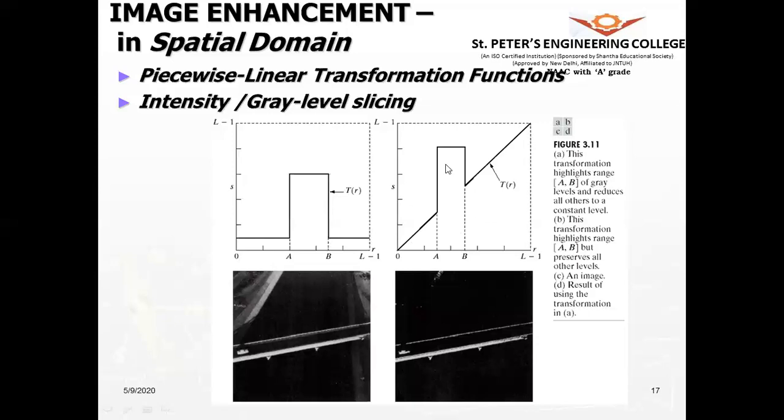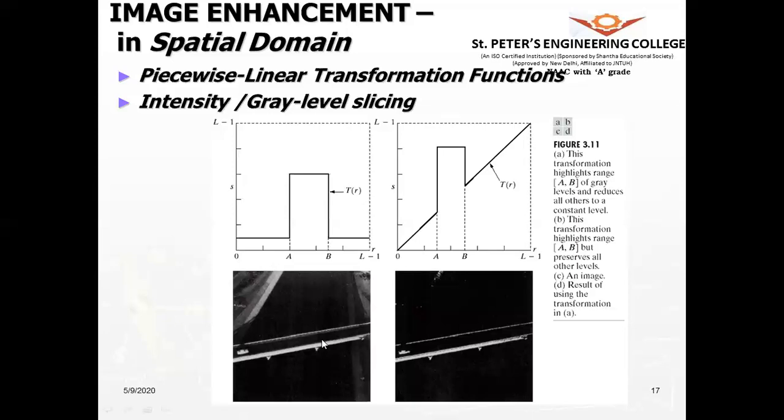Now in the second graph, all the values below A and above B have a linear one-to-one mapping. That is, input is correctly mapped to the output, but the values in the range between A and B have a fixed output value. Any intensity in this range will have a fixed output value. So this is another way of slicing. Now you can also do the reverse. Instead of increasing intensity, we can bring it down to zero intensity. So this is gray level slicing.